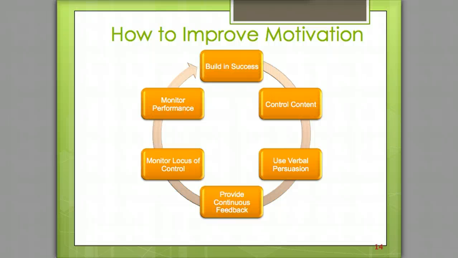Awareness of learners' motivation can provide you with important information to diagnose issues. This is critical at the beginning of the course when learners may be feeling their lowest levels of self-efficacy and highest levels of anxiety. High anxiety can quickly cause learners to lose motivation, which may affect the amount of effort they will put forth to successfully complete learning activities. By providing appropriate strategies to help learners improve their ability to persist, you can help increase their confidence, which can increase motivation and effort. We will look at 6 ways to improve motivation: build in success, control content, use verbal persuasion, provide continuous feedback, monitor locus of control, and monitor performance.